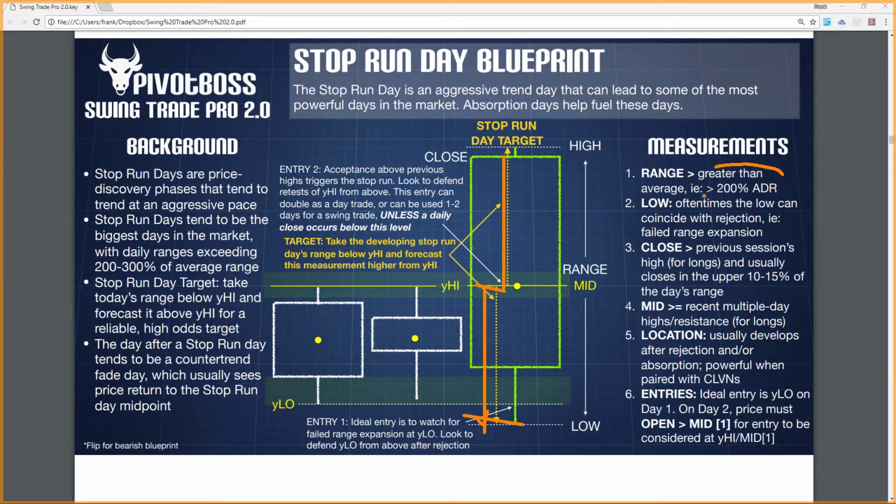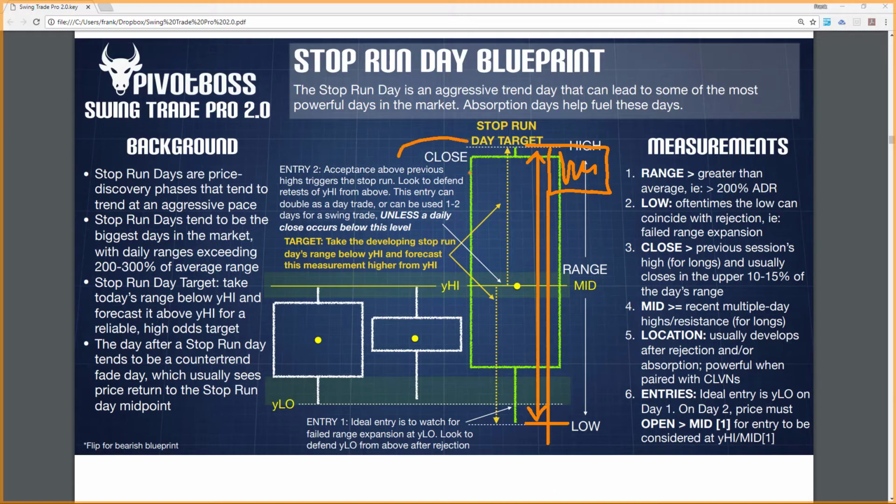You're looking for a daily range that's 200 to 300% of ADR in many cases by the end of the day. You want the close price to be above the previous session's highs, and usually the close price will be in the upper 10 to 15% of the day's range, the daily range. Which means if this is your high and this is your low, that's your range. Price will usually close in the top 10 to 15% of that overall range during the stop run day.